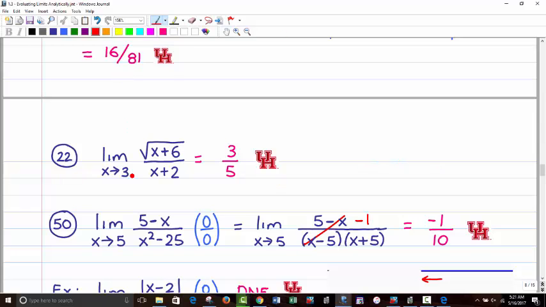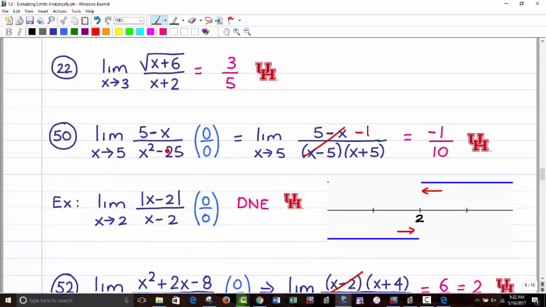All right. This one's real easy. Now we're looking at just a variety of problems here. Plug in 3, you'll get square root of 9 over 5, so it's 3/5. Now this one, you put 5, you get 0 over 0. And x squared minus 25 certainly factors.